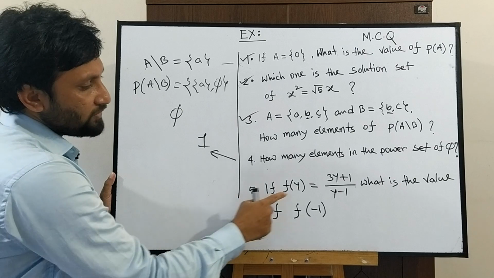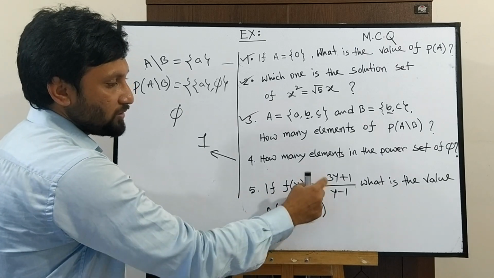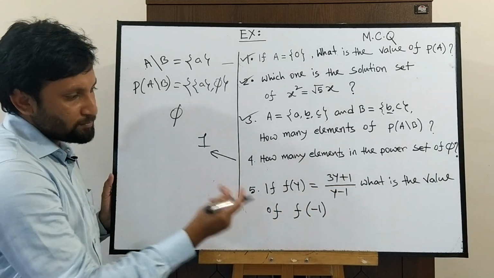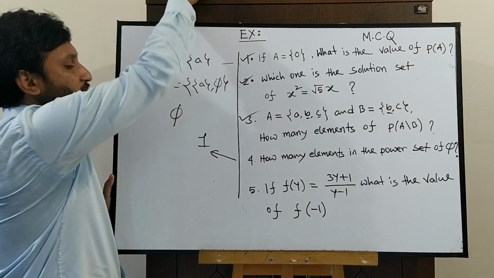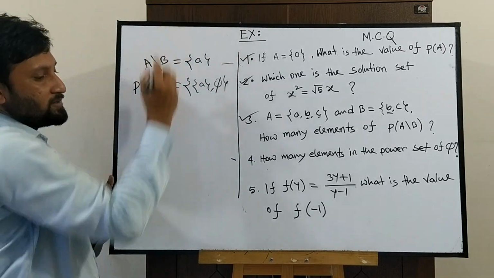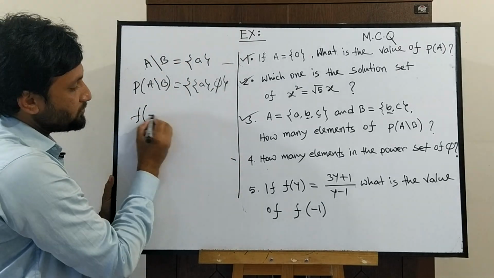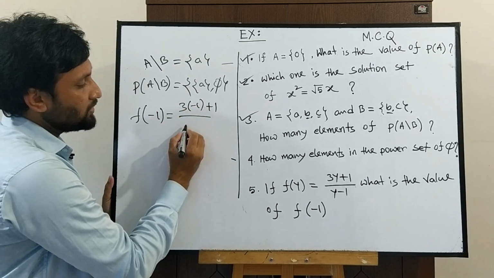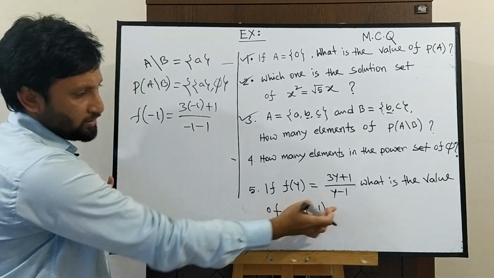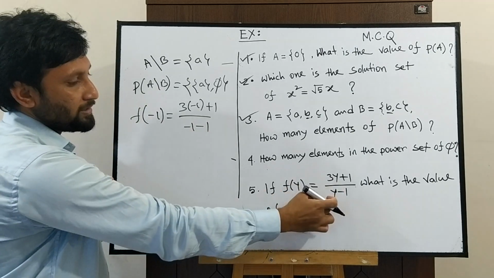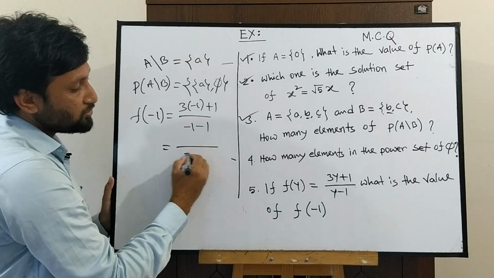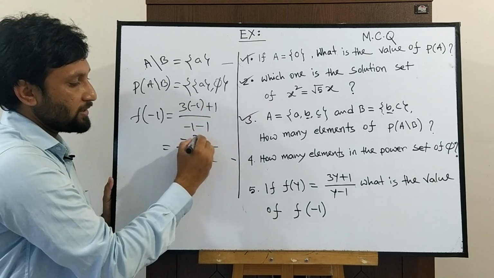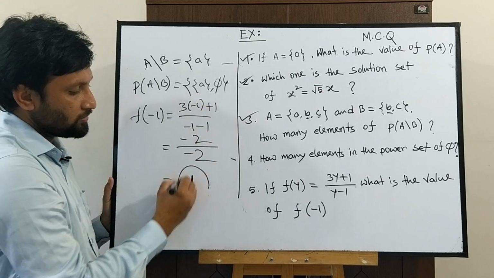Now 5. The function f of y equals 3y plus 1 divided by y minus 1. What is the value of f of minus 1? Simple, we replace y by minus 1. So f of minus 1 equals 3 into minus 1 plus 1, and then minus 1 in the denominator. In the denominator minus 2, and in the numerator 3 into minus 1, that means minus 3 plus 1, so minus 2. So the answer is only 1.